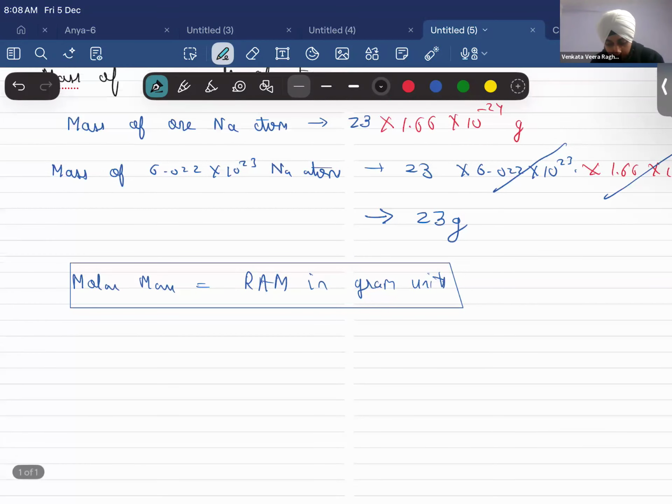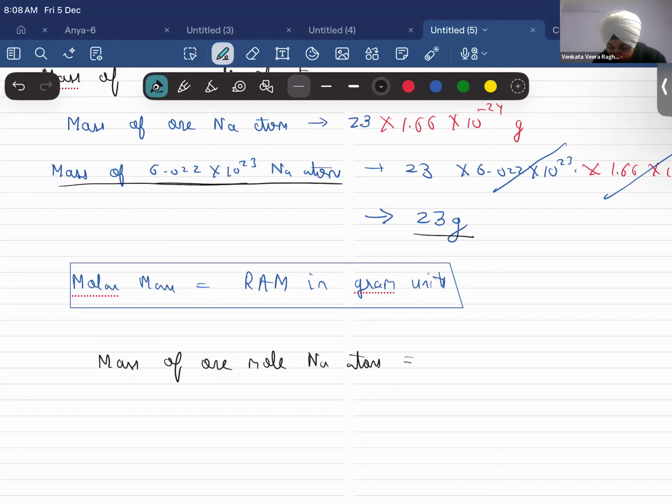Because you know that the mass of one mole of sodium atoms is 23 grams, isn't it? The mass of these many particles of sodium atoms is 23 grams. Can I write it in this form also? The mass of one mole of sodium atoms is 23 grams. So from here, what will be the mass of one sodium atom? How will I do that? Sir, you simply divide it by a mole. It will be 23 gram divided by a mole, isn't it?